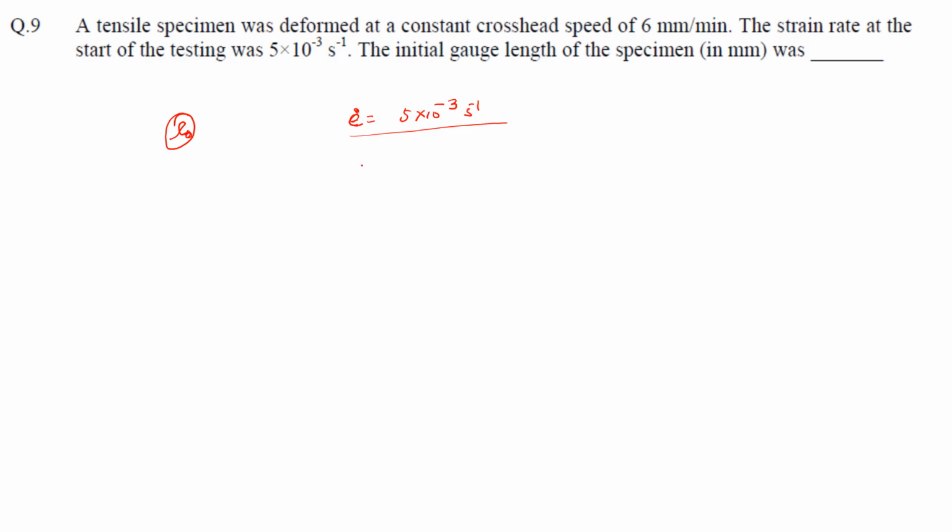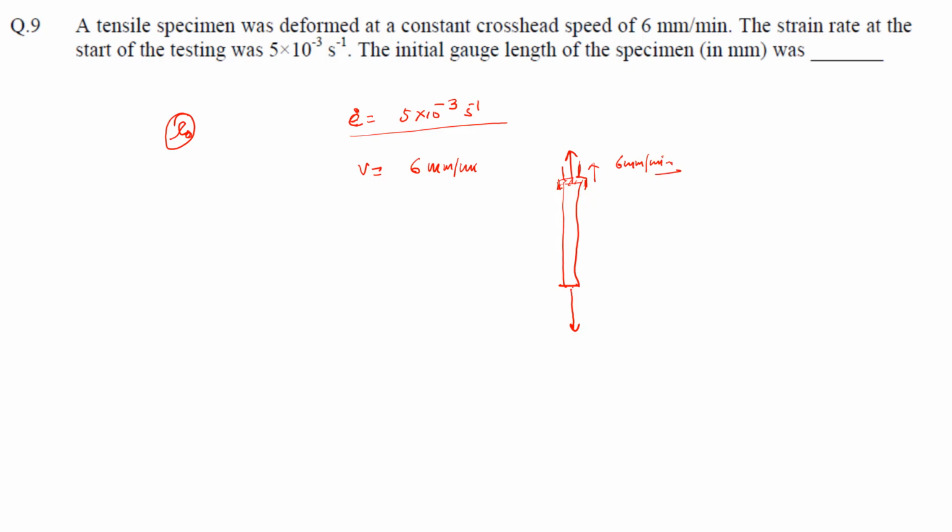And the crosshead velocity is 6 mm per minute. That means when a tensile specimen is there and we are pulling it by application of some force, the crosshead is something through which the specimen is held. So this is moving at a velocity of 6 mm per minute.